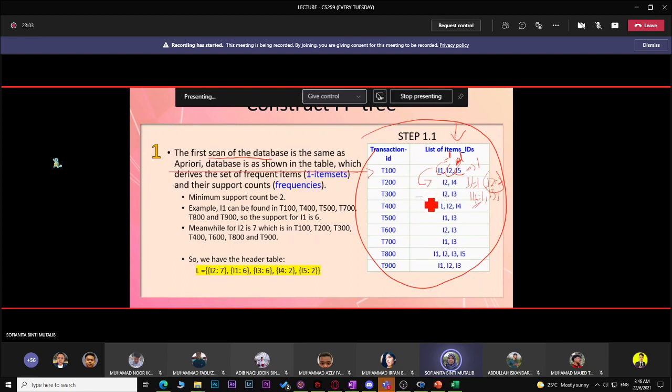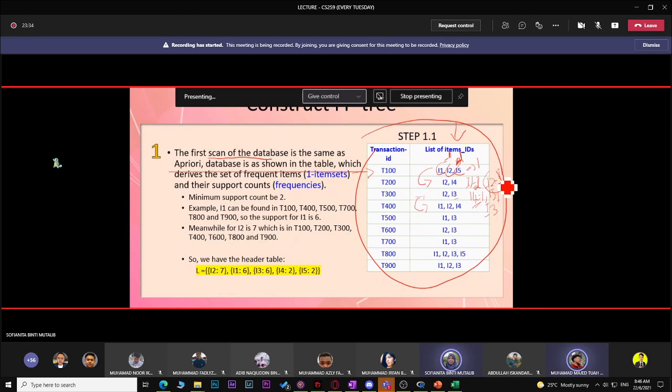And then it goes to T300. I2 is increased, and then we have I3, so a new item is included in the array. Then we look at T400. I1 is increased by 1, so we have I1 equal to 2, and then I2 equal to what was it?